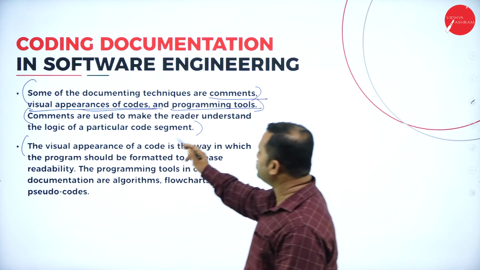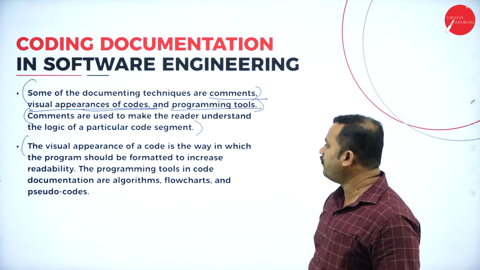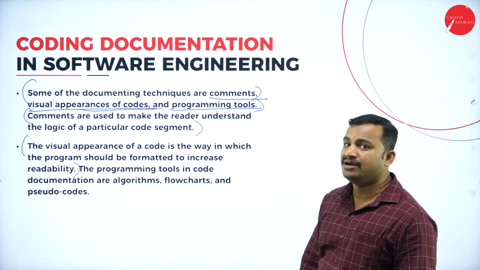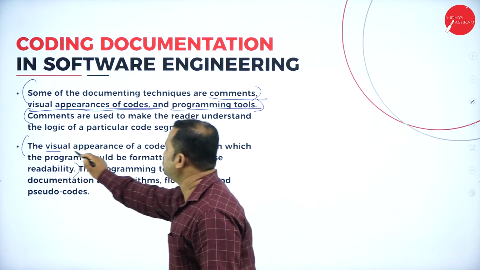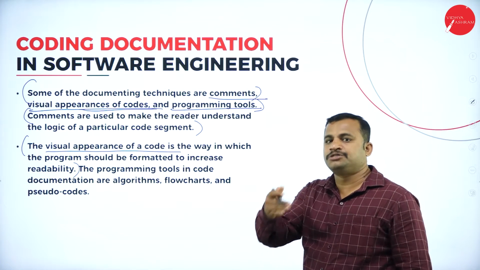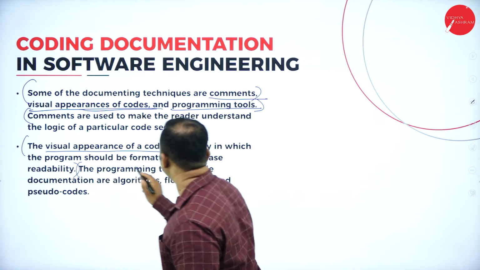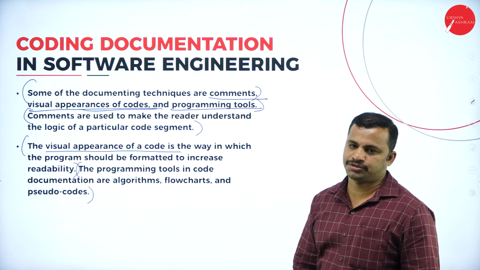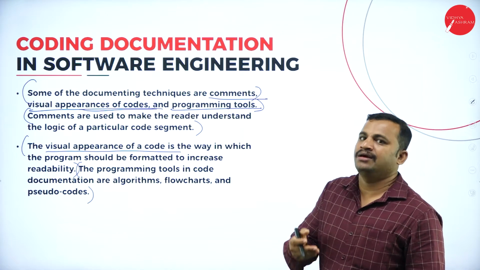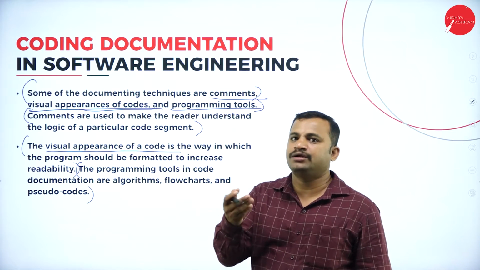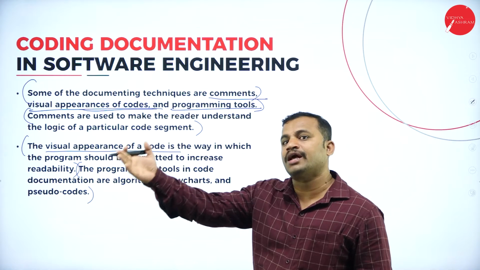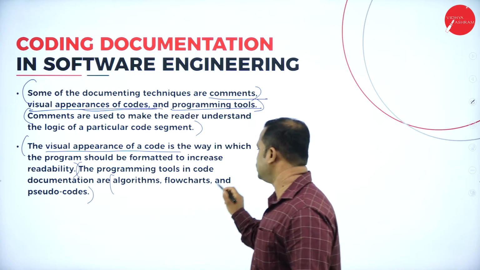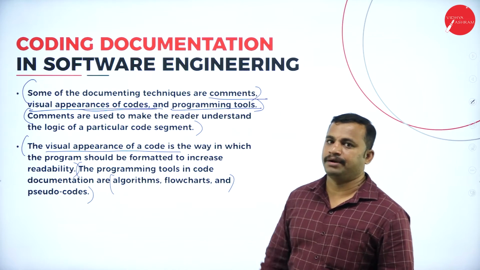The visual appearance of a code is the way in which the program should be formatted to increase the readability. That means readability is also another important criterion that helps us use the visual appearance of a code much better. The programming tools in code documentation are algorithms, flowcharts, and pseudocodes. First, they will design a flowchart. Then they will write down the algorithms. These algorithms are transformed into the form of coding. So all these are very much essential for the type of development.